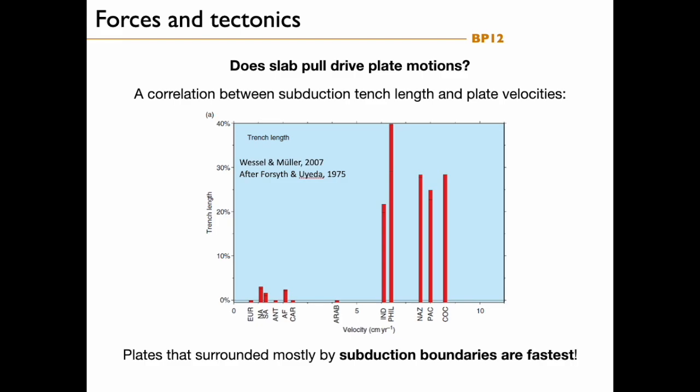And now finally, does slab pull drive plate motions? For this, we would expect a correlation between subduction trench length and plate velocity. And this is actually what we see on this diagram. The plates that have very few subductions or no subductions are slow, while the plates that are surrounded by subduction boundaries are fast. So that's indicating a role of the slab pull potentially.